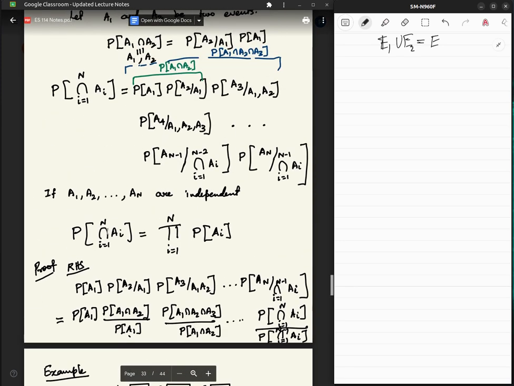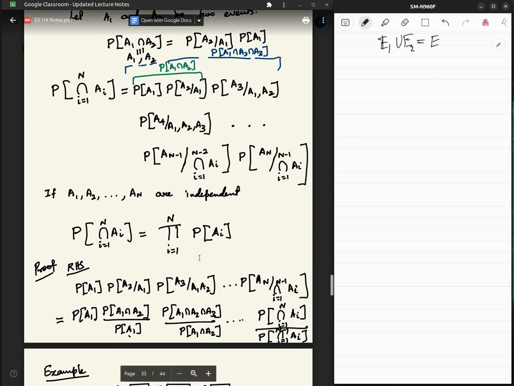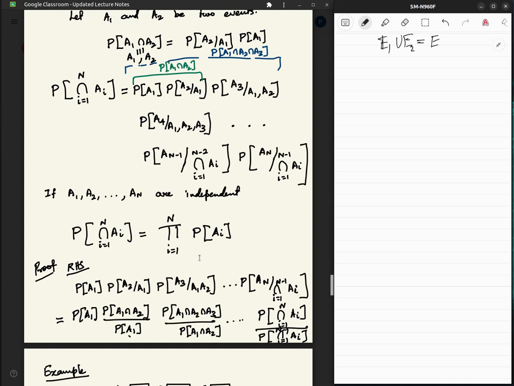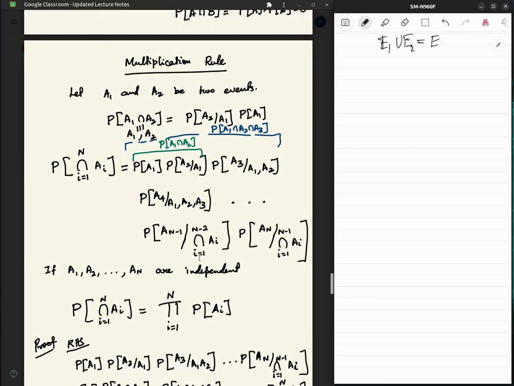What's the final statement? Okay, if A1, A2, all the way till AN are independent, then probability of the union of A1 is the product of these probabilities. Independent. That's actually worth looking into. So yeah, like A1 happening or not happening doesn't alter the probability of A2. So it doesn't matter if the sample space is S or A1, so you're gonna get the same probability, right? Okay, let's go for the proof.